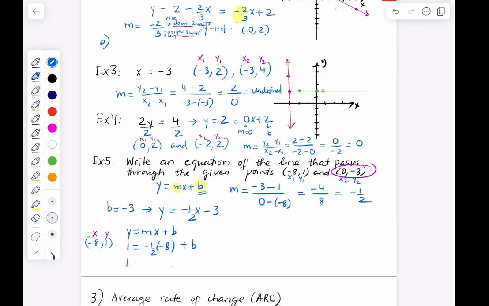So the left side is 1. The right side, -1/2 times -8, that's going to be a positive answer. You can make 8 over 1 and multiply straight across. So -1 times -8 is 8. 8 divided by 2 is 4. And then you subtract 4 from both sides, and that should give you b is equal to -3. And once you find b, then you can write the equation the same way, and you will get the same answer. You could also use the point 0, -3, plug them in, do the same thing, and you should end up with the same equation.